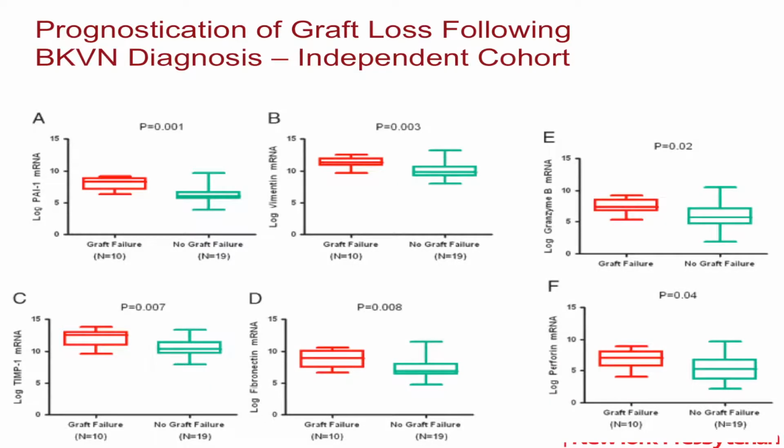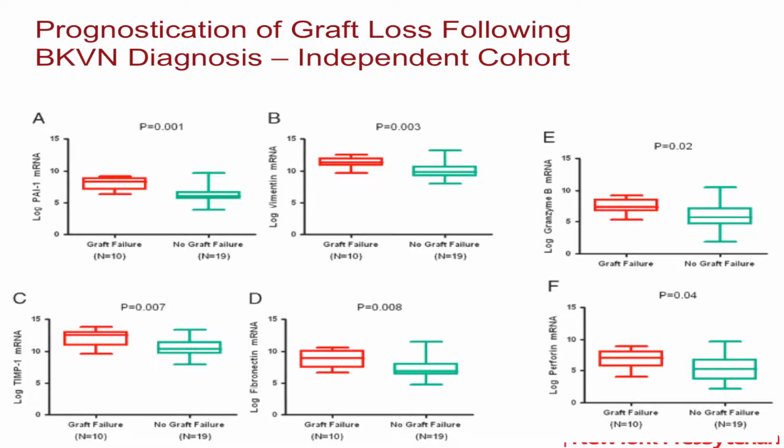We also studied fibrosis-related markers in this cohort. This is independent from the 18 that were studied before. This is a group of 29 patients where we looked at graft loss specifically, because in the previous study, as you noticed, the graft loss trend did not reach significance. Here we looked at fibrosis-associated markers. So we studied PI1, Vimentin, TIMP1, and fibronectin, and compared these levels at the time of BKVN diagnosis to see if they would predict what was going to happen to their graft.